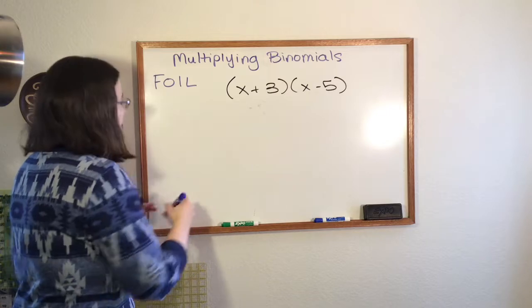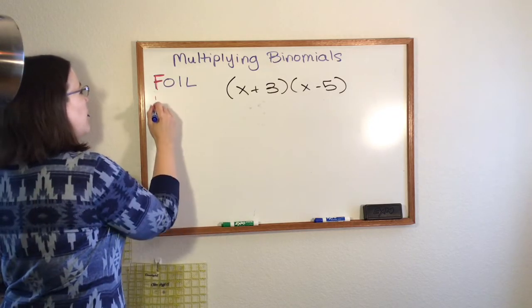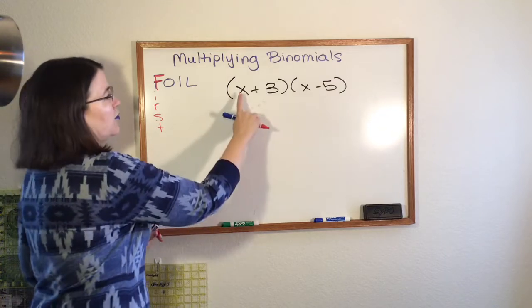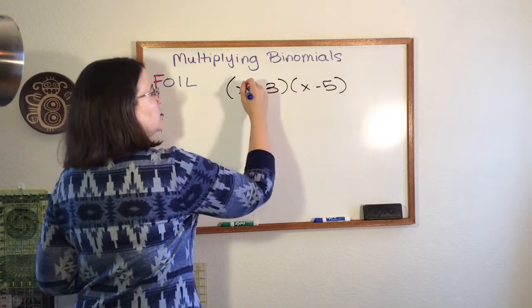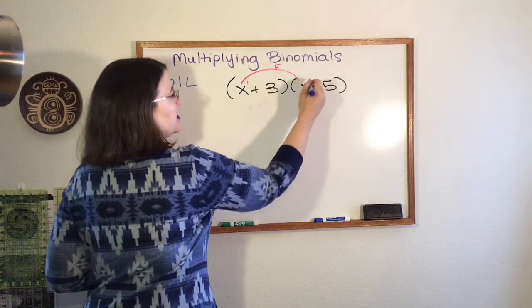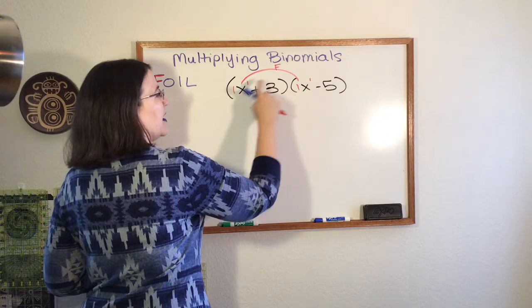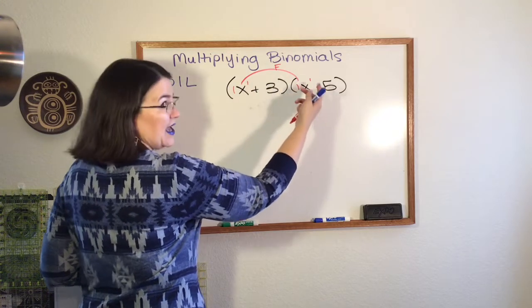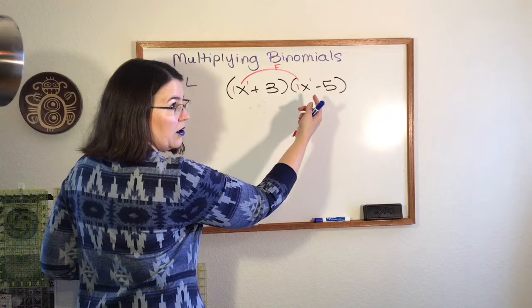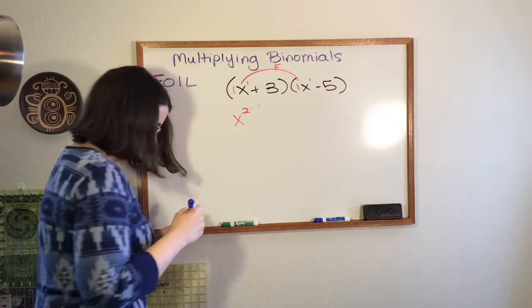I will color code my FOIL. So the F in FOIL stands for first. So you multiply the first term times the first term. So there's your F. So then x to the first times x to the first, and there are little invisible ones in front. 1 times 1 is 1. X to the first times x to the first, those add. Hopefully you remember your power rules. And I get x squared.